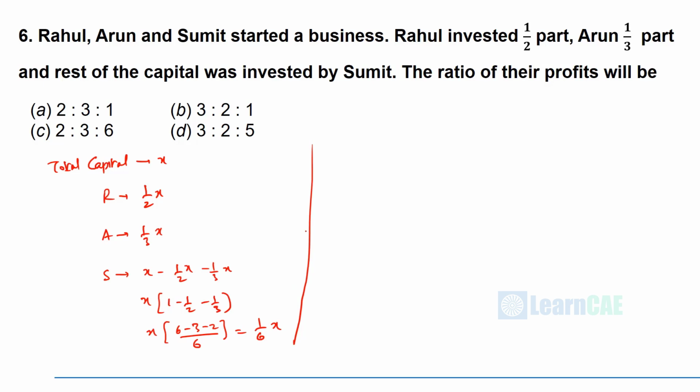So their investments are in the ratio x by 2 is to x by 3 is to x by 6. So their profits also will be in this ratio, that is R is to A is to S. This is their profit share. So we can write this as 1 by 2 is to 1 by 3 is to 1 by 6. We can multiply by 6 throughout to get integers. So this will be 6 by 2 is to 6 by 3 is to 6 by 6. This is equal to 3 is to 2 is to 1. So the answer is B, 3 is to 2 is to 1.